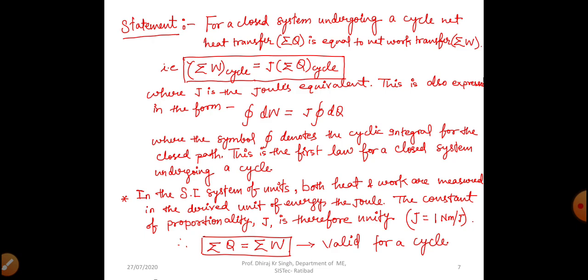As we know, J can be written as summation W by summation Q. We all know that the unit of heat is Joule and the unit of work is Newton meter. So we can write J as 1 Newton meter per Joule. So now our first law of thermodynamics equation valid for a cycle is summation Q equal to summation W.